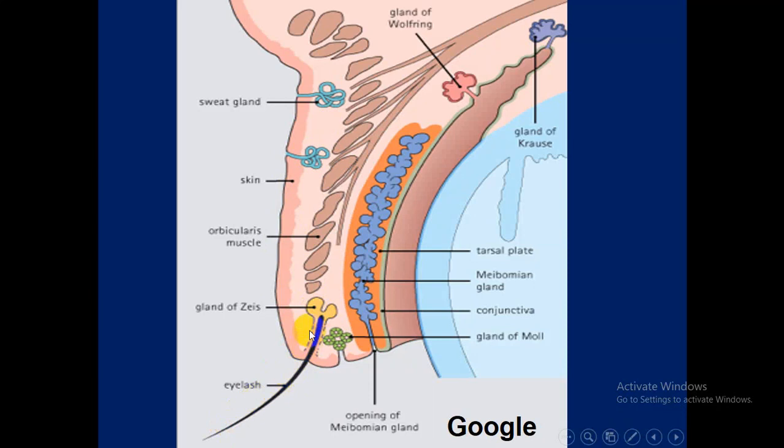Number two, sebaceous gland, the gland of Zeiss. Number three, modified sweat gland, the ciliary gland of Moll. So number one we said the skin, characteristic of the skin which is very thin. Number two, subcutaneous tissue, which contains three structures: eyelashes, sebaceous gland, the gland of Zeiss, and modified sweat gland, which is the ciliary gland of Moll.